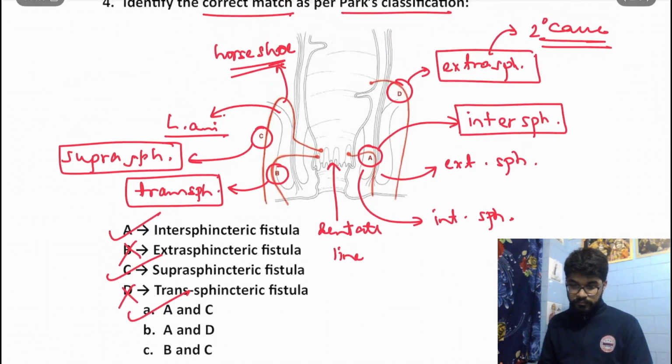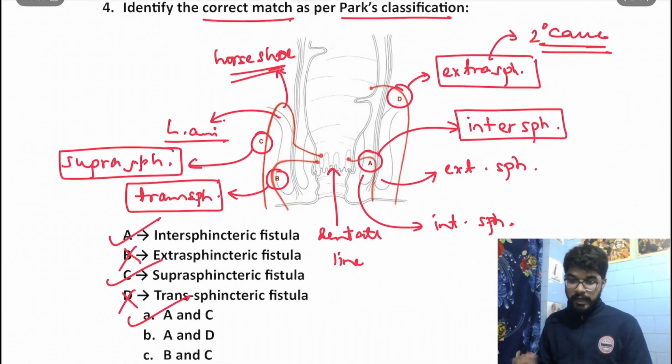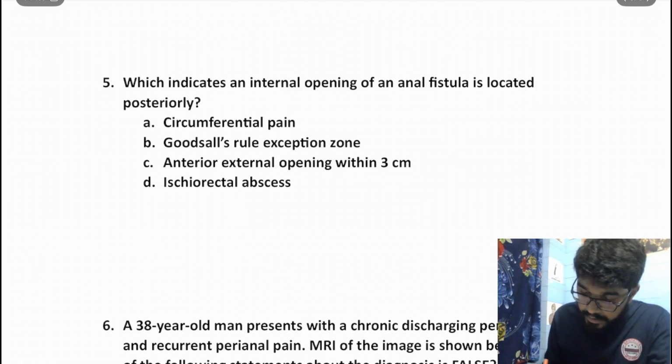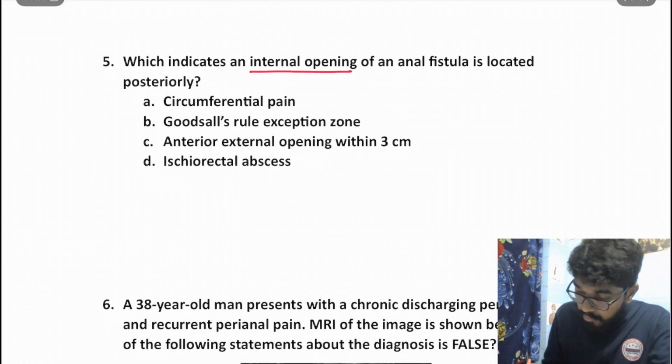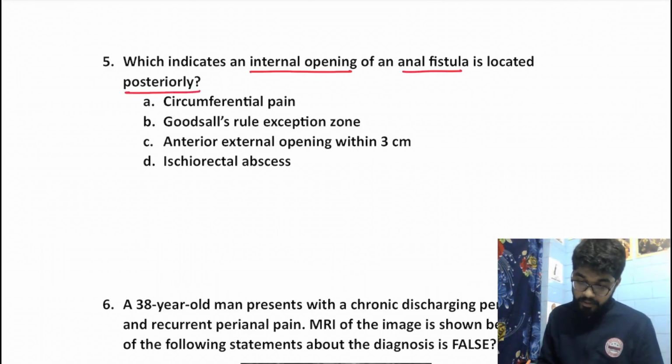This is the most important question of this chapter: identification of the different types, the Parkes classification. Moving on to the next question. Which indicates an internal opening of an anal fistula is located posteriorly? Let's have a look into the options.